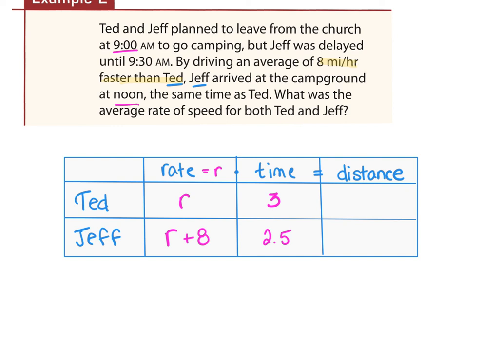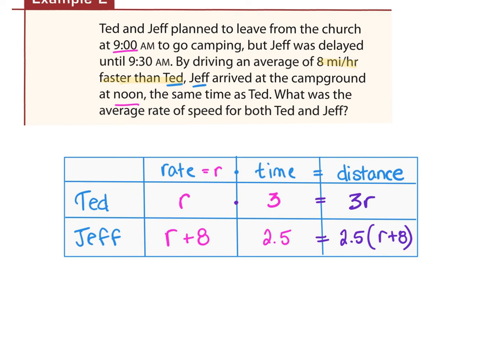Well, how do I find their distance? Well, to find their distance, I multiply across. So I'm going to take this and I am going to multiply across. R times 3. The way you write that algebraically is 3R, right? And Jeff's is 2.5 times R plus 8. Anytime you have a plus or minus, you want to put parentheses: 2.5 times (R plus 8). All right, R plus 8.